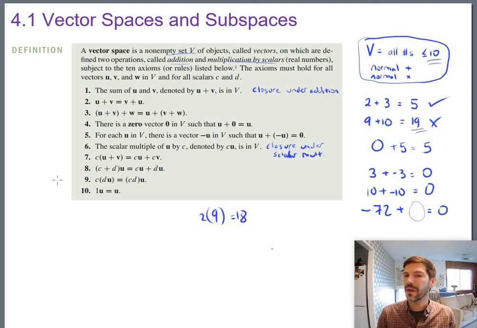So we'll take a look at a couple more examples of vector spaces in the next video. We haven't even seen a successful one yet. All we've seen is my little one that I made up that failed. Actually, let's go ahead and get a successful one right now.